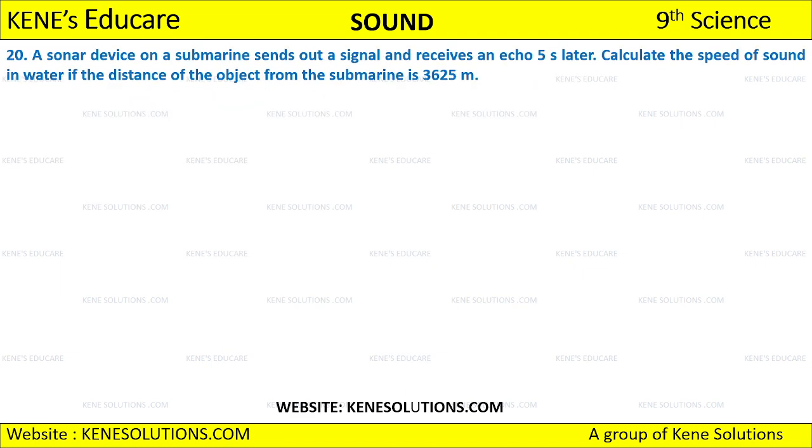Now the last 20th question that we have is: a sonar device on a submarine sends out a signal and receives an echo 5 seconds later. Calculate the speed of sound in water if the distance of the object from the submarine is 3625 meters. So time taken to hear the echo is 5 seconds. Distance of object from submarine is 3625 meters. So total distance traveled by sonar will be equal to 2D. Right, so you will calculate the velocity as 2D divided by T. So it means 2 into 3625 divided by time taken, which is 5 seconds, right? So you will get the answer as 1450 meters per second.